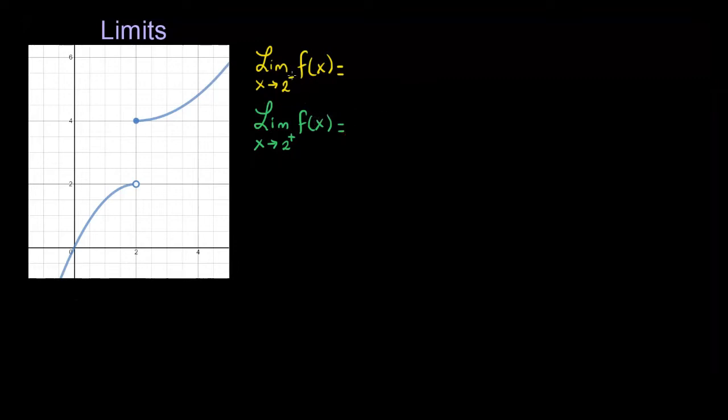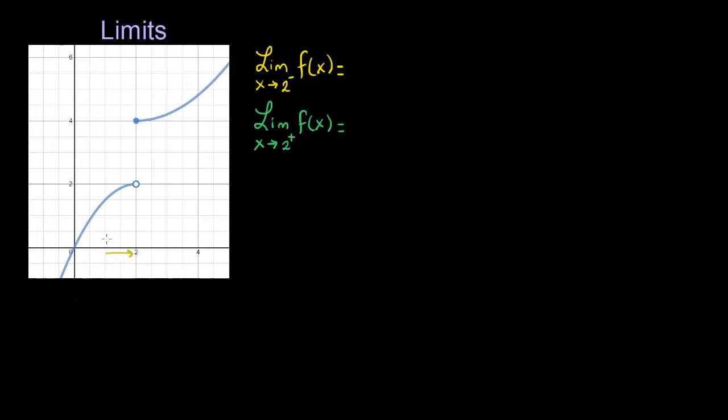Just remember something. This superindex with a negative sign stands for from the left, and this superindex, which has a positive sign, stands for from the right. So I'm going to start with this one. That is, what's the limit of f of x when x approaches 2 from the left? On the graph, I will be getting closer to the number 2 from the left.